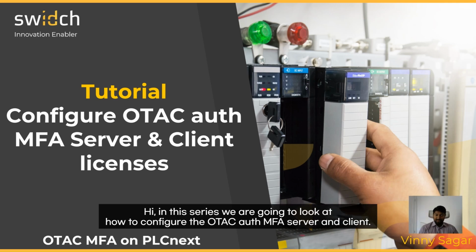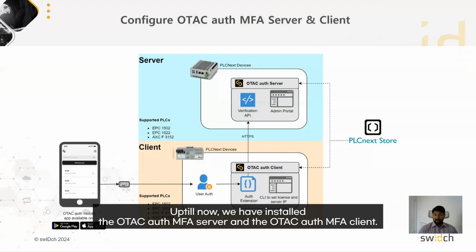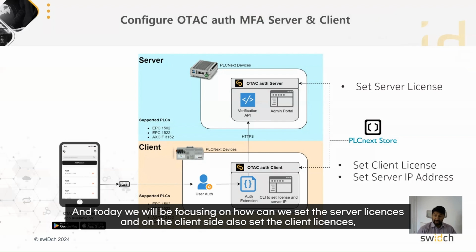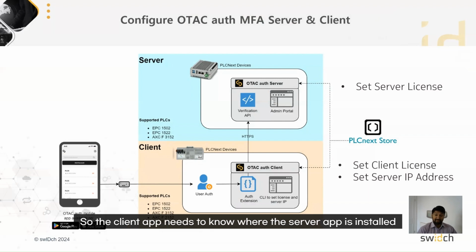Hi, in this series, we're going to look at how to configure the OTAC auth MFA server and client. Up till now, we have installed the OTAC auth MFA server and the OTAC auth MFA client. Today, we'll be focusing on how to set the server licenses, and on the client side, set the client licenses and also set the IP address of the server app. The client app needs to know where the server app is installed so it can forward authentication requests on that IP address.